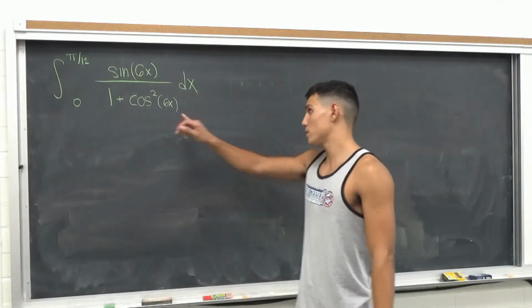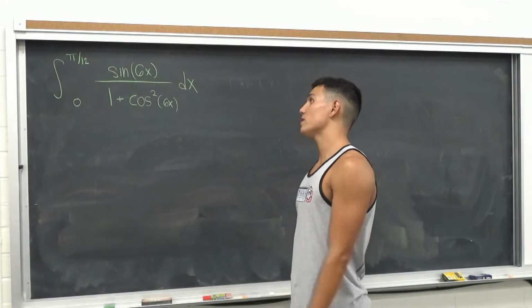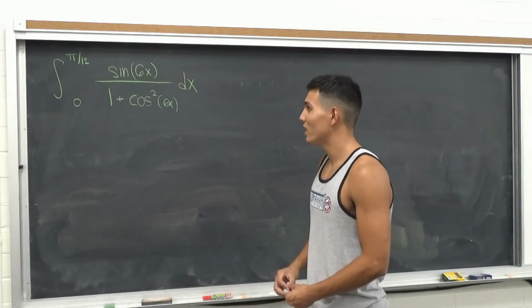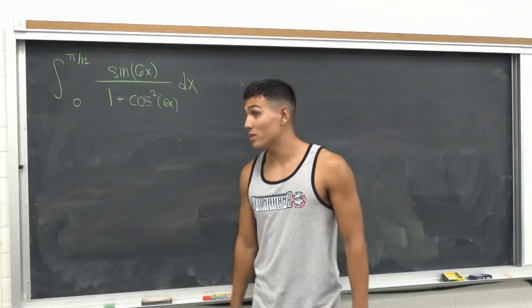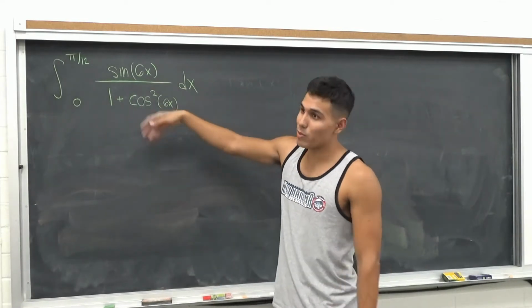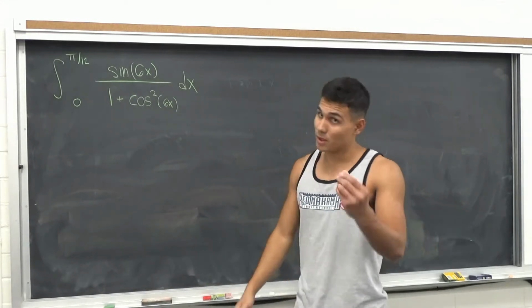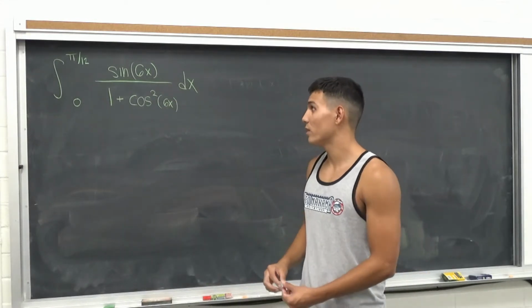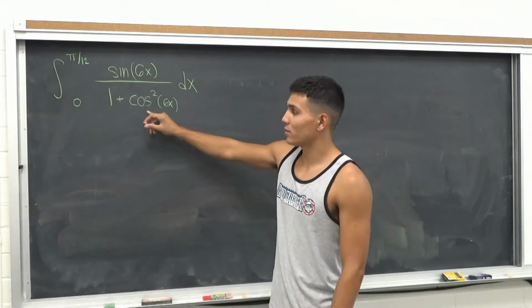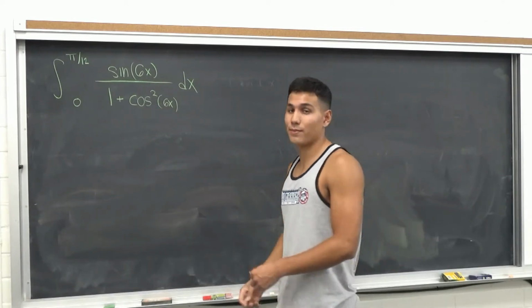You're like, oh, do I substitute 6x? That wouldn't really do that much. Do you substitute 1 plus cosine squared 6x? That might be a little too much. Do you substitute just sine 6x? I don't know, that could work. But what if you just sub out cosine 6x, right?